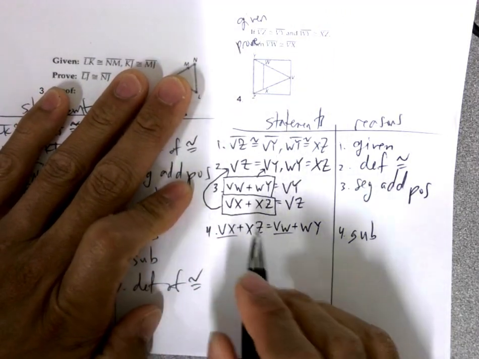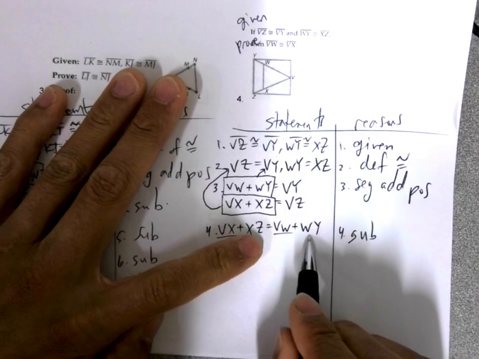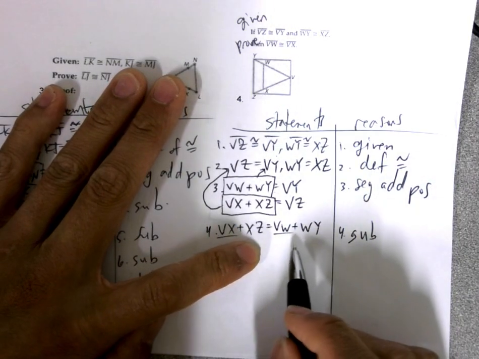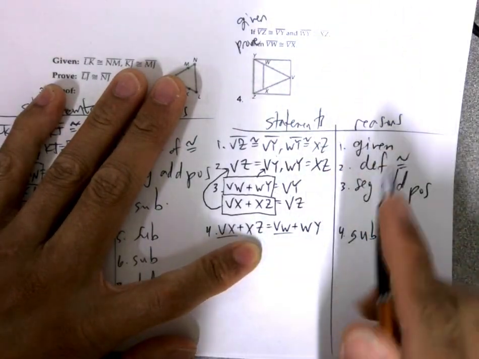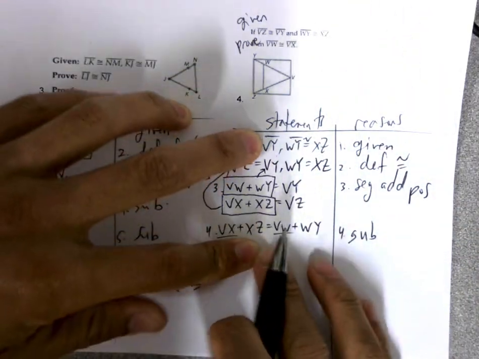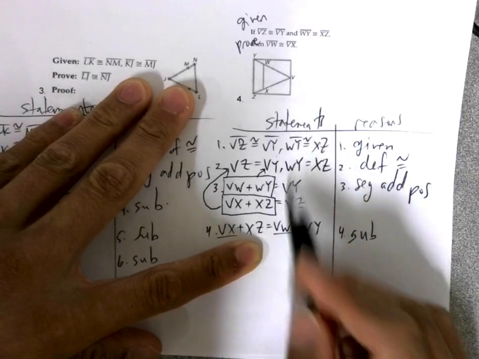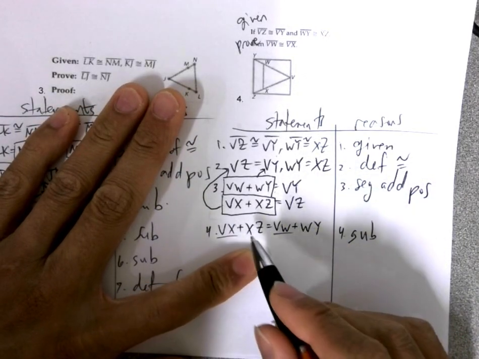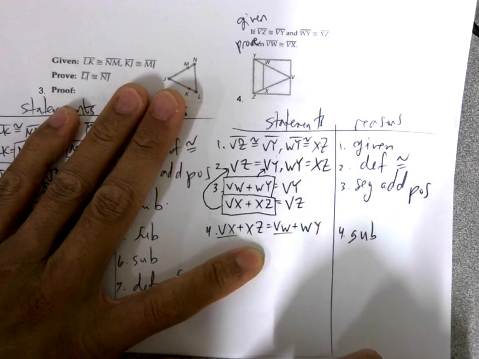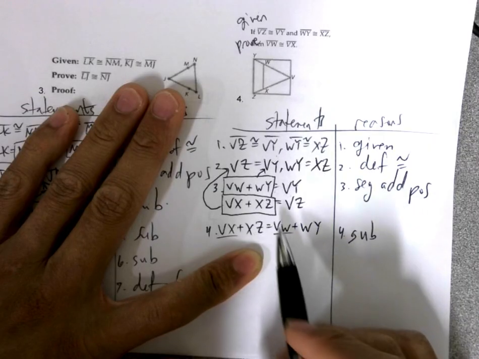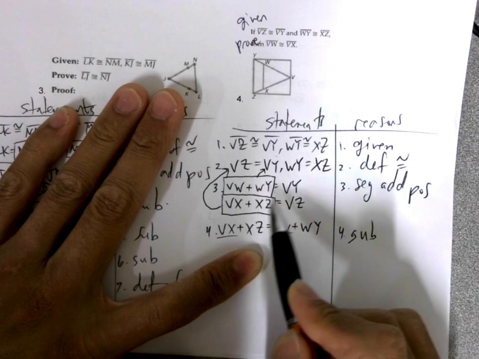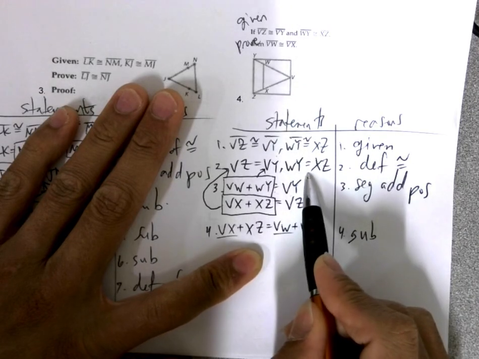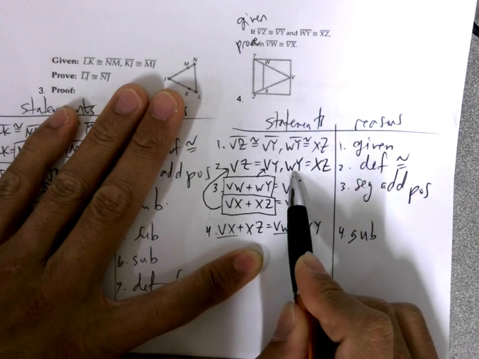Right? So basically, we need to turn this into a Wy. And can we do that? The only way that we could do that is if we have an equation stated that says Xz is equal to Wy. And do we have that? Well, do we have it here? No. Do we have it here? No. Do we have it here? No. Do we have it here? Yes, we do. Xz is equal to Wy.